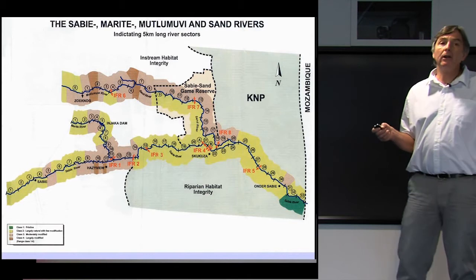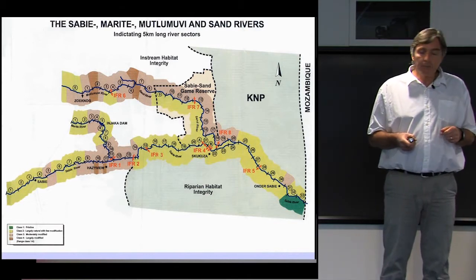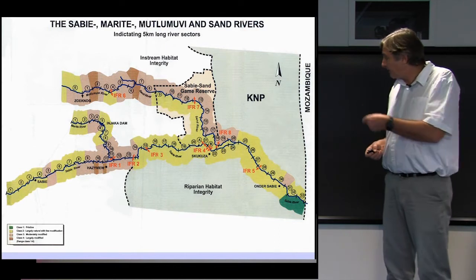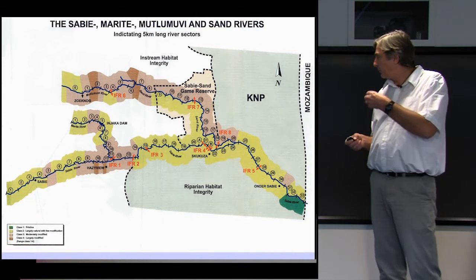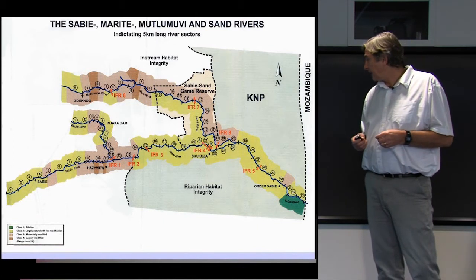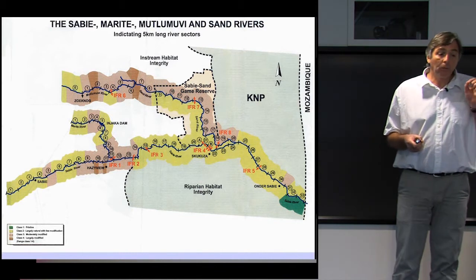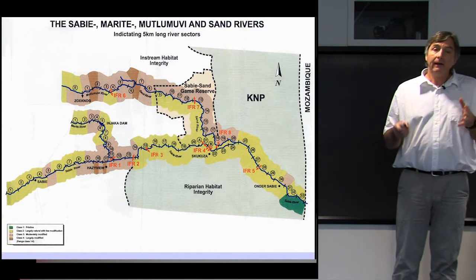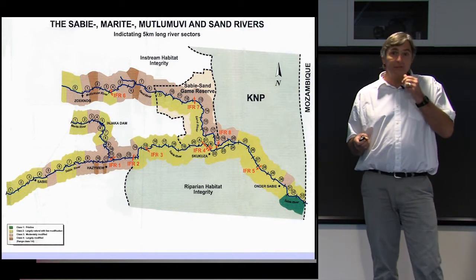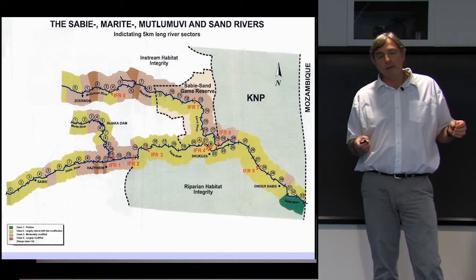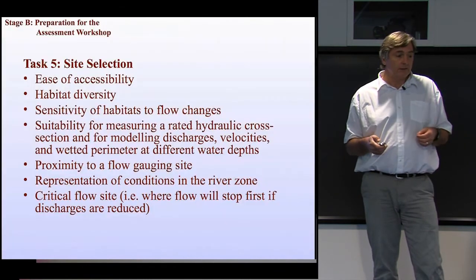And this just provides an overall view of the river, so that where you then put the sites marked here in red as IFR 1, 2, in-stream flow requirement 1, 2, 3, up to 8 sites on the main Sabi and its tributaries, so that where these sites are located can be representative of the different zones, and we know what's going on upstream and downstream of them. So that's the overall habitat integrity.